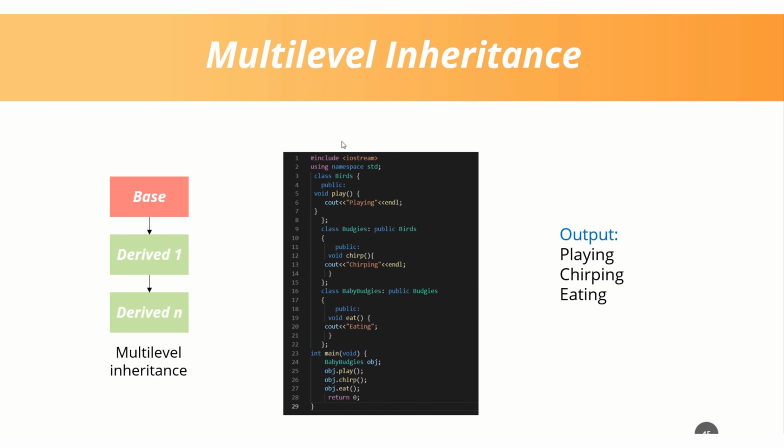Next is multi-level inheritance. Class birds is our base class. Class budgies is our derived class. And baby budgies is derived from the budgies class. There is a function play, which outputs playing. In derived class 1, there is a function called chirp, which outputs chirping, and in the class baby budgies, which is derived from the budgies class, there is a function eat, which outputs eating. Our output is playing, chirping, and eating.